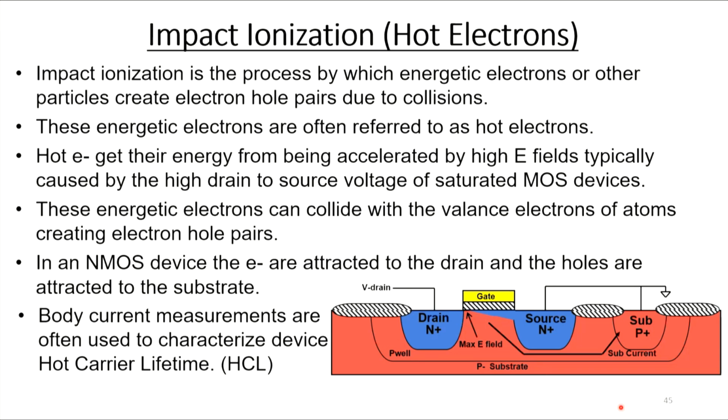So in an NMOS device, these energetic electrons can collide with the valence electrons of atoms, creating electron-hole pairs in this area. And in an NMOS device, the electrons are going to get attracted to the drain, and the holes are going to get attracted to the substrate, or in this case, it could be a body. Now, the modeling group often uses body current measurements when they're characterizing devices to characterize how sensitive a device is to impact ionization or hot carrier lifetime.